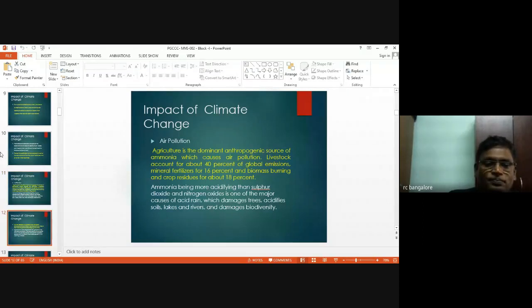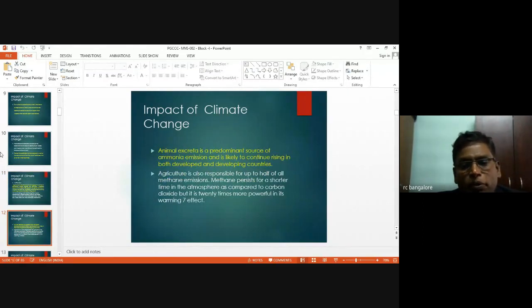biodiversity in the environment. Animal excreta is a predominant source of ammonia emission and is likely to continue rising in both developed and developing countries. So ammonia excreted by animals and livestock also contributes to environmental pollution. And agriculture is also responsible for up to half of all methane emissions. Methane is one of the greenhouse gases emerging from livestock as well as agricultural activity, and is considered one of the main harmful gases which cause global warming.